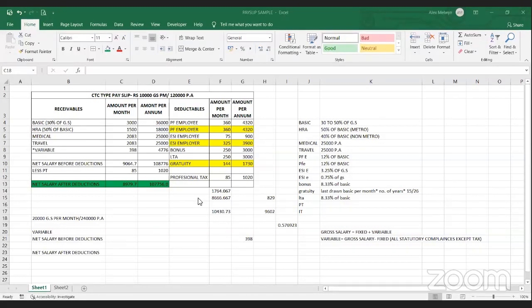Has anybody completed? Dear participants, if you have finished the workout, you can use the hand raise icon so that I can unmute you.